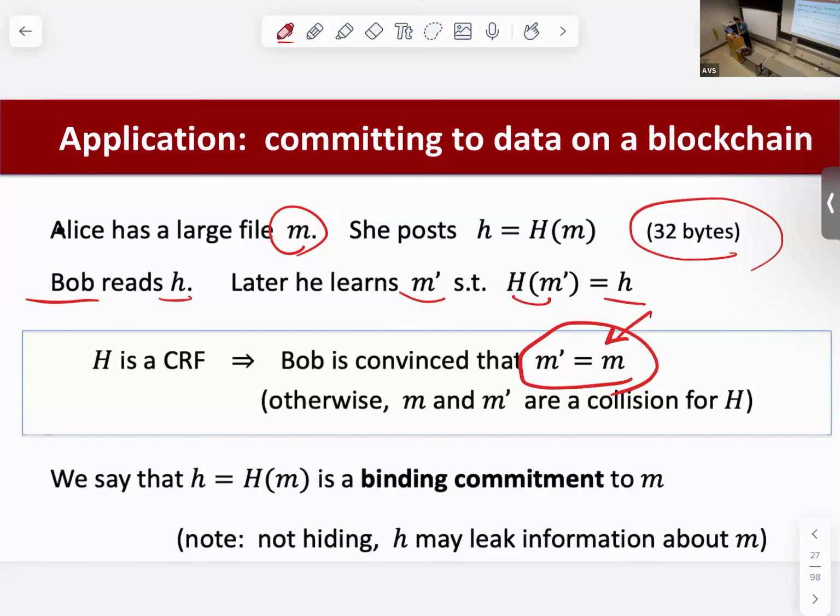This is why we call this a binding commitment, because as soon as I provide H, I'm committed, bound to the message M. But again, the security of this system relies on the fact that it's hard to find another message M prime that has the same hash. If somebody can break that, they can break this commitment. Does that make sense?